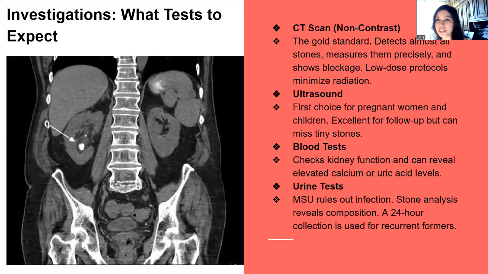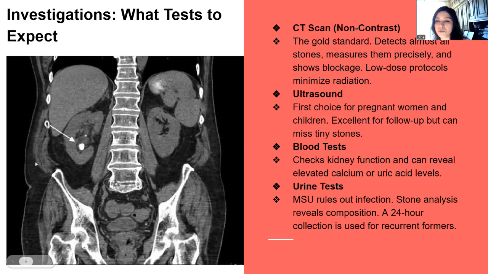What can we use for investigation? The gold standard is the CT scan. Like in this picture, you can see there is a CT scan with three colors. Black is air, gray is soft tissue, and white is bones, as well as some hard structures, like in this case, a kidney stone in the kidney. It's pointed out with this arrow.